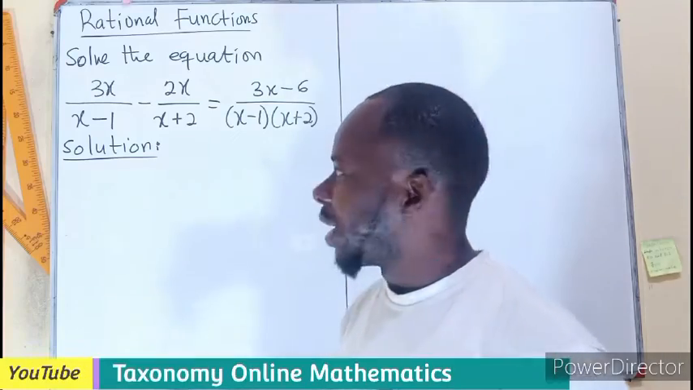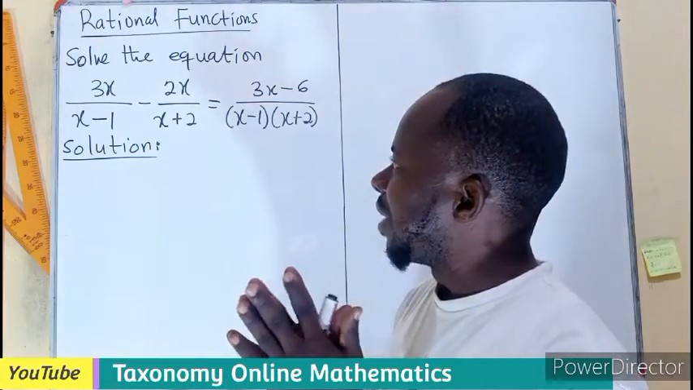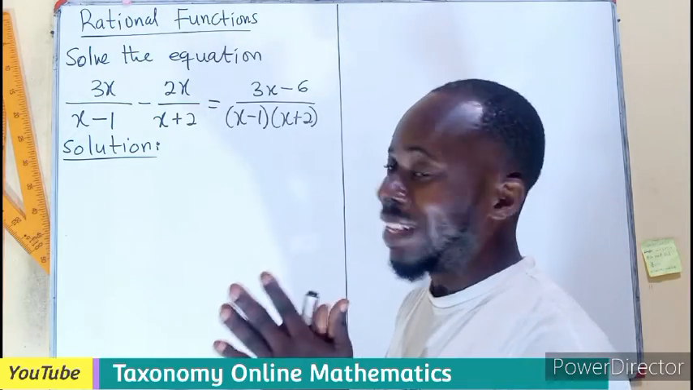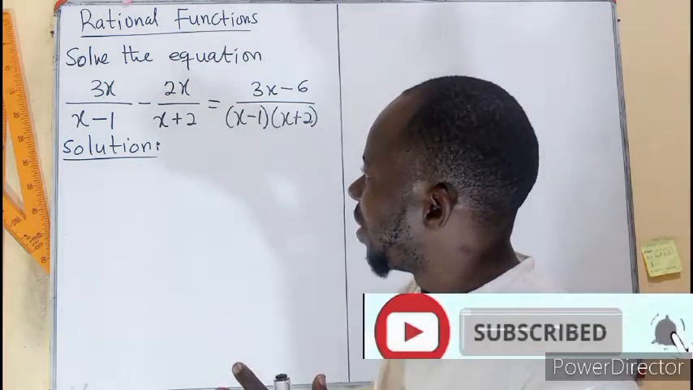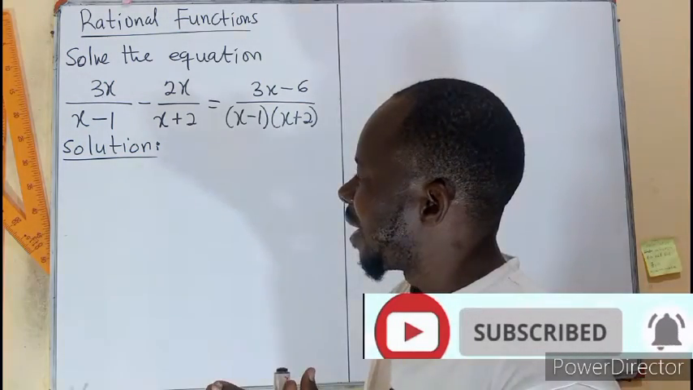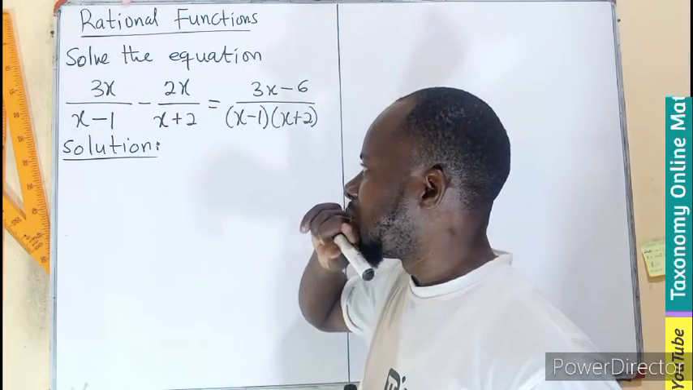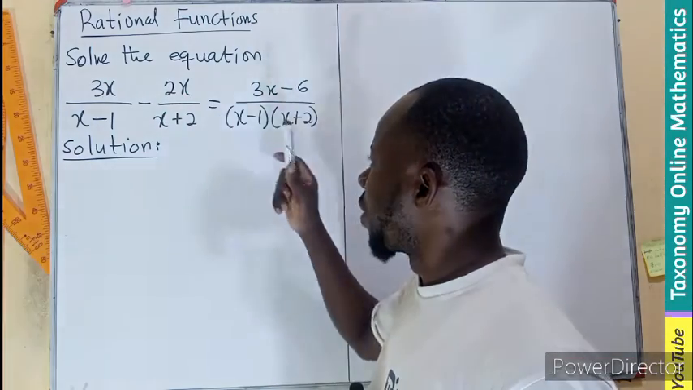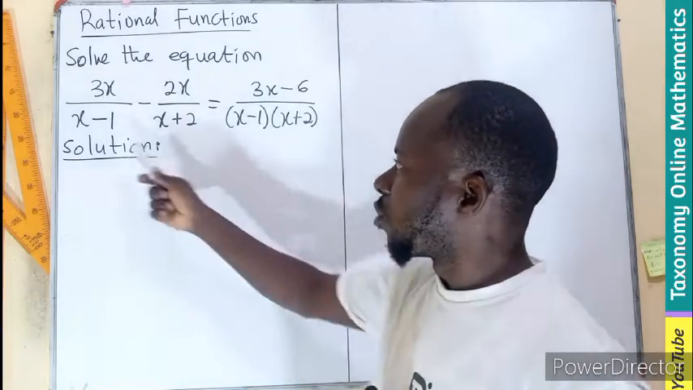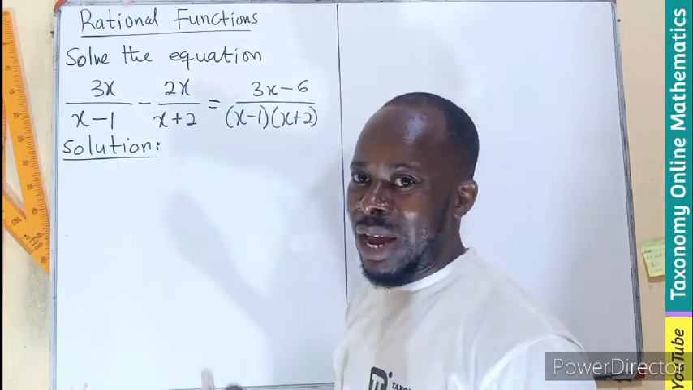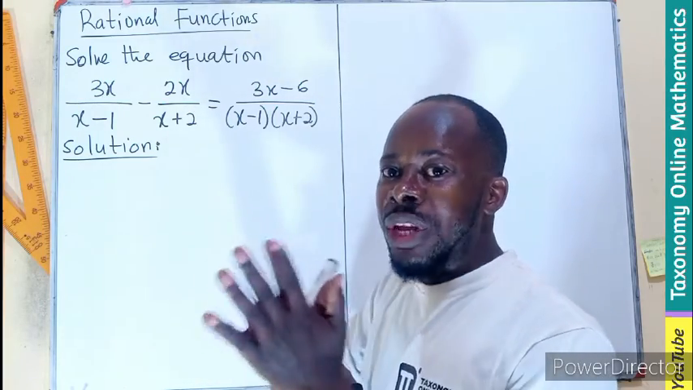All right, let's look at this rational function. We have an equation to solve. It is a rational function, but in equation form. We are solving 3x divided by x minus 1, minus 2x divided by x plus 2, equals 3x minus 6, divided by the product of these denominators. Now, this is partial fraction, but it is in an equation form.